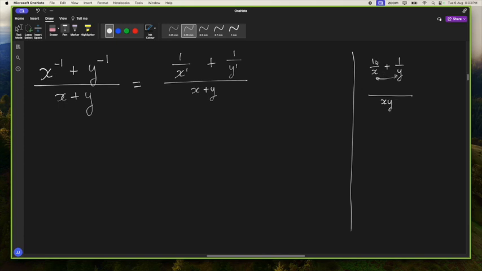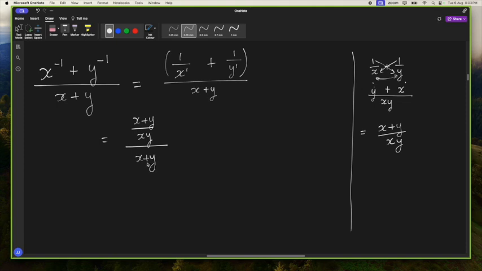And then you cross multiply. 1 times y is y. And then 1 times x, you had a plus sign, is x. And well, addition is commutative, so y plus x is the same as x plus y over xy. Right, so the numerator here ends up being x plus y over xy, and then that divided by x plus y.